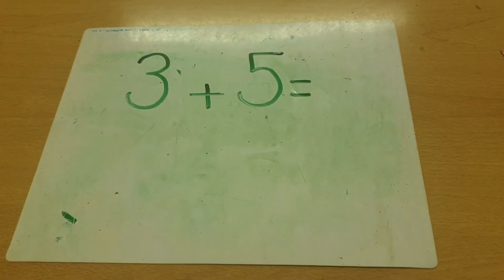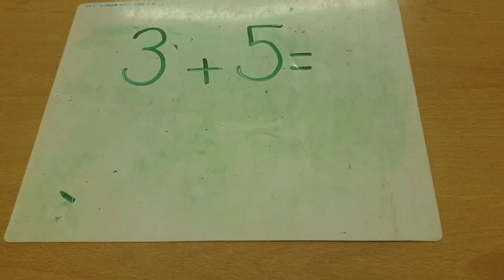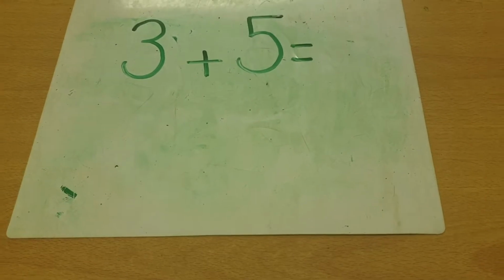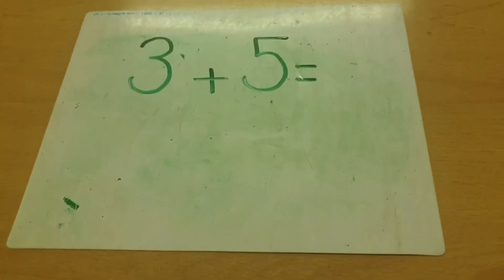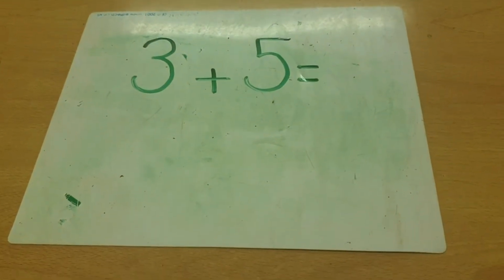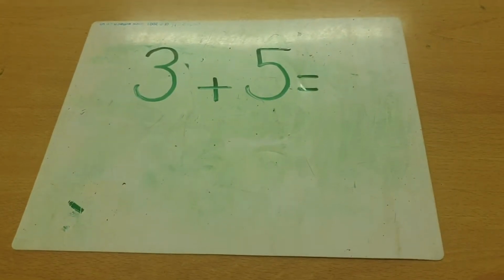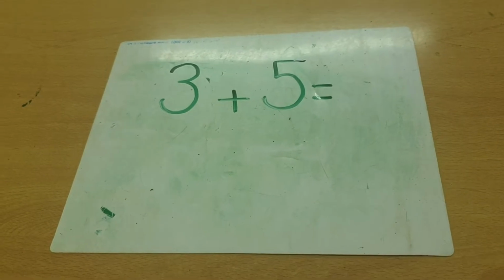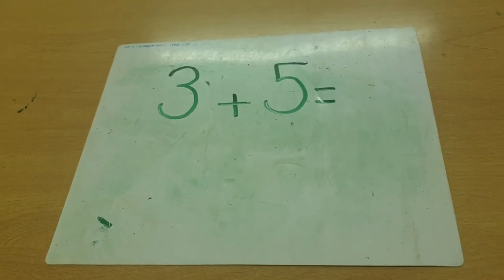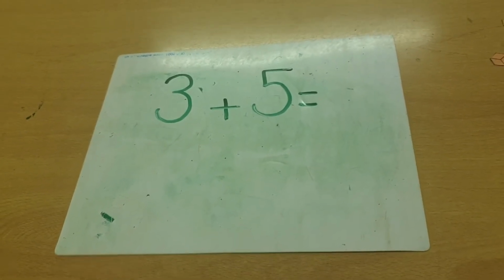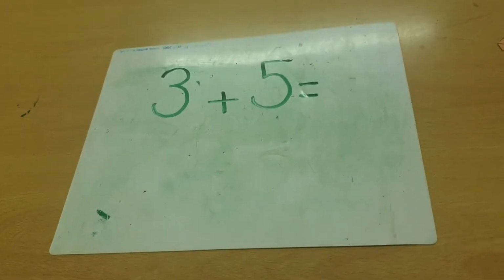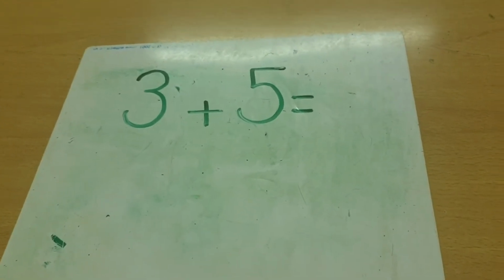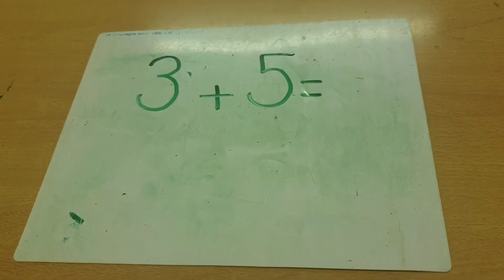Good morning, everybody, and welcome to the easier activity for maths on Thursday, the 21st of January. Now, this week you have been doing lots of addition sums using your tens and ones, but today you aren't going to need those tens and ones because you're going to be drawing your own tens and ones to help you solve sums. So here I have 3 add 5.